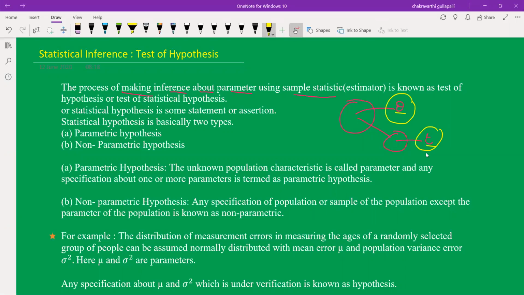So now, using this statistic, we have to estimate theta. That is already over. Now here we have to again make an inference about the parameter theta using the sample statistic, which is known as test of hypothesis or test of statistical hypothesis. So a statistical hypothesis is an assertion or statement. "Ramo is a good boy" is a statement, but it is not a statistical statement.